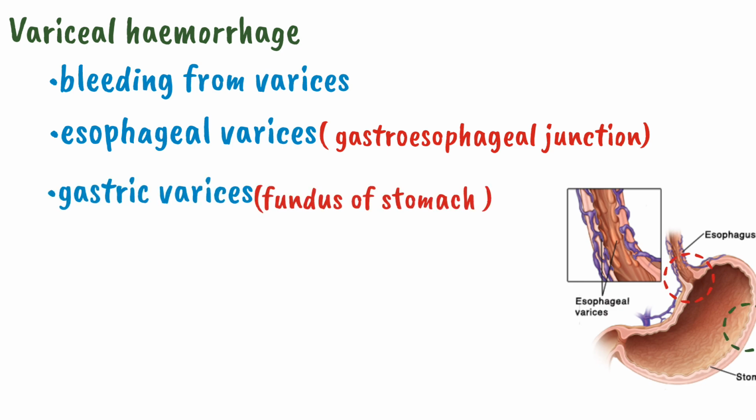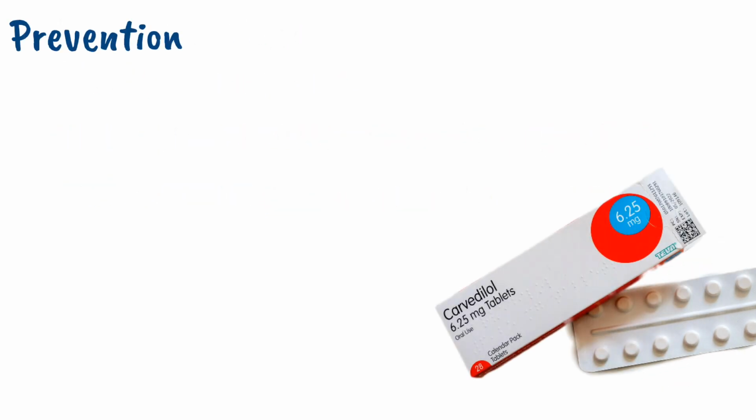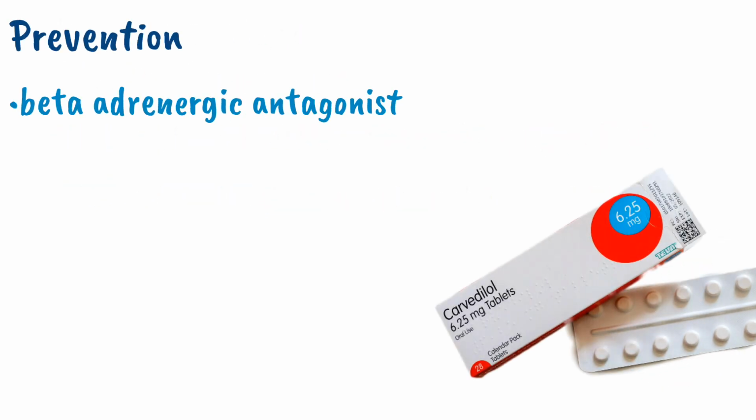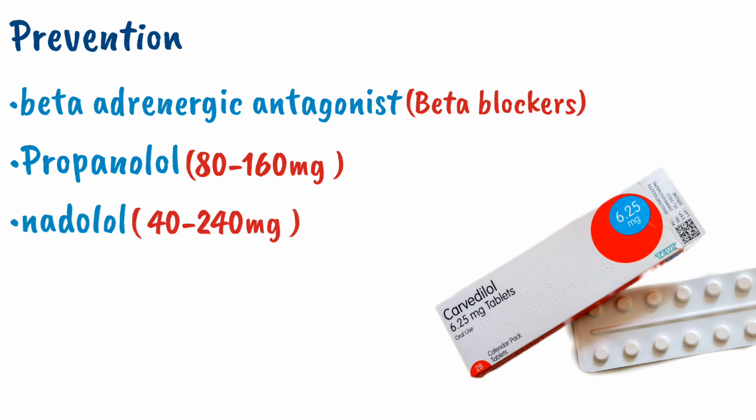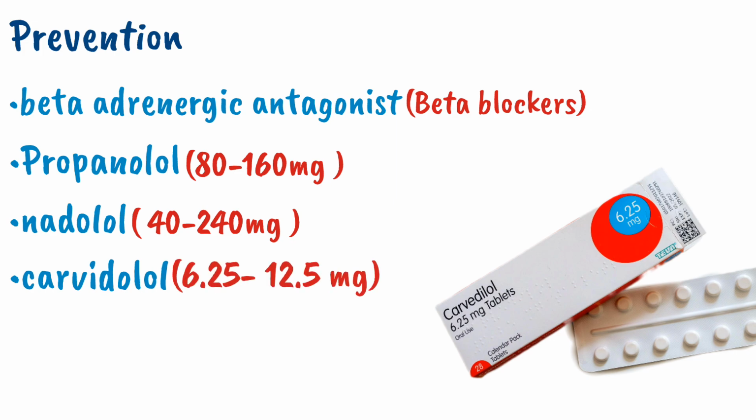So how will we prevent it? For the prevention of the varices from bleeding, we use beta adrenoreceptor antagonists, beta blockers. Predominantly, we use propranolol at a dose of about 80 to 160 mg per day, nadolol at a dose of about 40 to 240 mg per day, and carvedilol at a dose of about 6.25 to 12.5 mg per day. We use these drugs when we find varices on endoscopy. So we use these drugs to prevent the varices from bleeding. It was all about the prevention of the varices from bleeding.